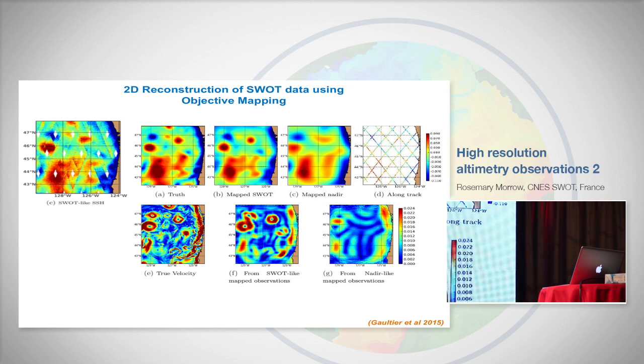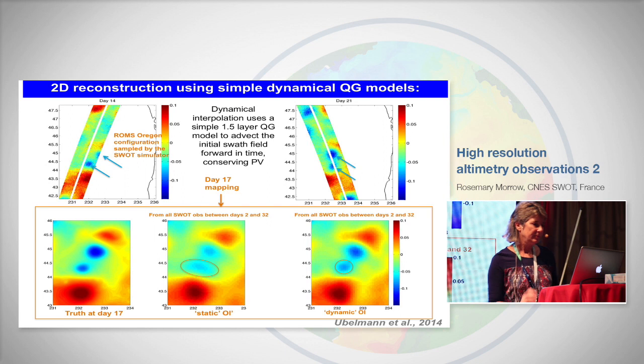And if you calculate currents, you can see that there's a big difference then between the smooth sea surface height giving us smooth currents and these anisotropic structures that give us much more realistic currents. If we go to relative vorticity, the gradient of that, it's even more striking.